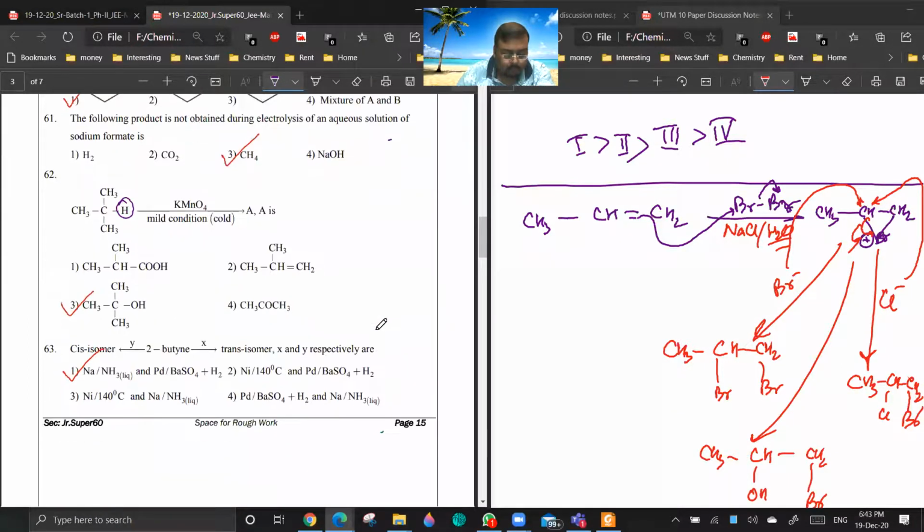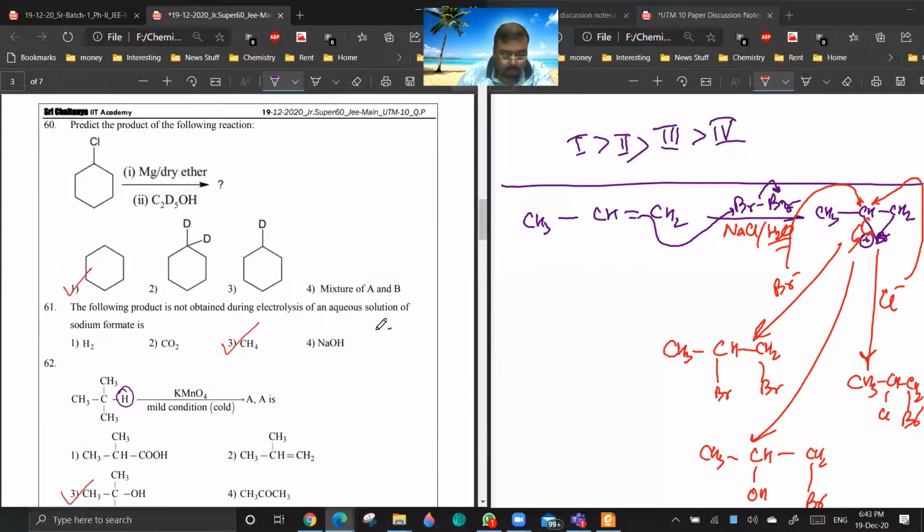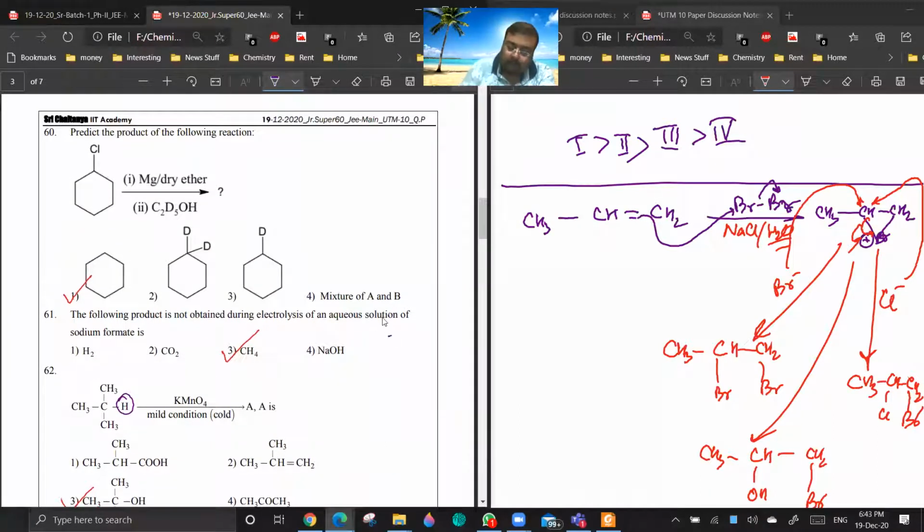Sir, 60, why not a mixture of A and B? See, first you will get this carbonyl. And then this will take an acidic hydrogen, which is this one. So there is no scope of D. The negative charge is not delocalized here on the carbonyl. You are not having a base which is taking the acidic hydrogen. Are you getting a point?